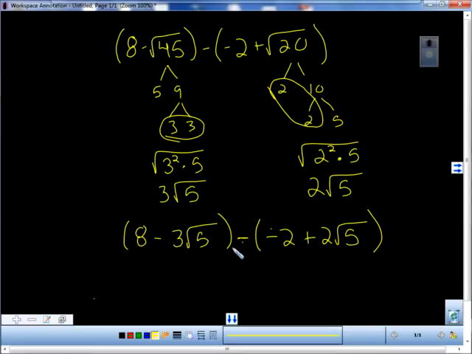So I have 8 minus negative 2. What's that give me? 10. And I have negative 3 root 5 minus positive 2 root 5. So it's negative 3 minus 2 gives me negative 5 root 5. And we leave the roots the way they are. So your final answer is 10 minus 5 root 5.